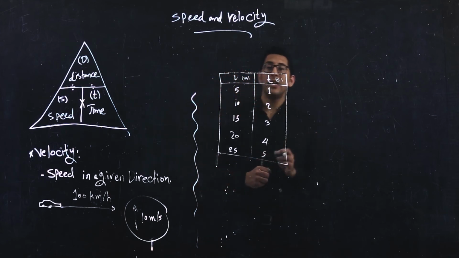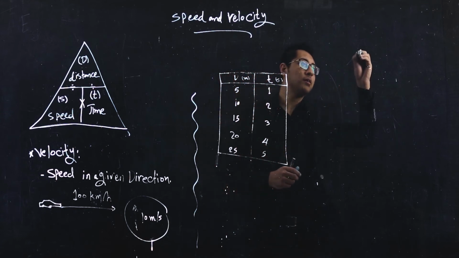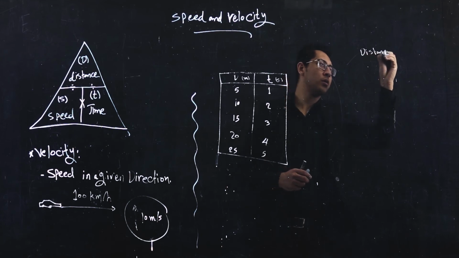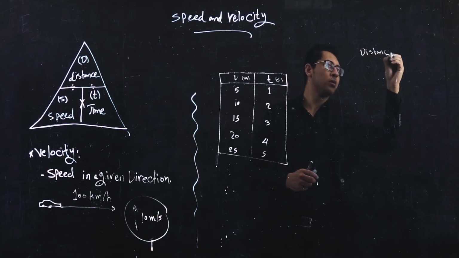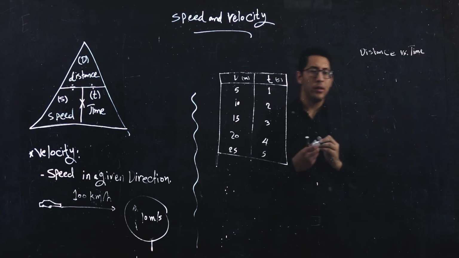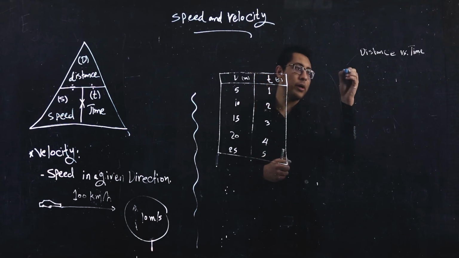You can graph it using the distance versus time graph. How can we graph the distance versus time graph? How can we draw it?